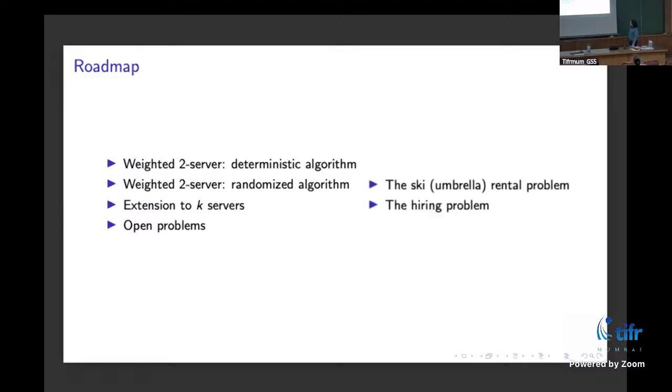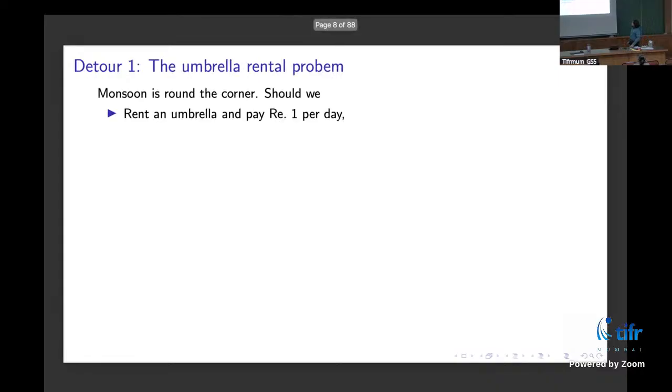Along the way, we'll take two detours and also see two classical online problems, the ski rental problem, which I'll call the umbrella rental problem since we are in Mumbai, and the hiring problem. Okay, so let's start with the first detour and jump to the umbrella rental problem. The setup is the following: monsoon is around the corner. We have a choice to make.